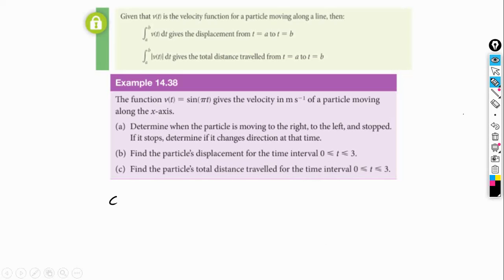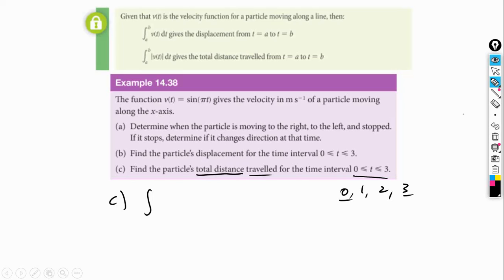Finally, for part C, they want us to find the particle's total distance traveled for the time interval between 0 and 3. Now remember that for distance traveled, we have to take into account at which time the motion changed or stopped, right? So we know that there were changes in direction, well, not at the extremes, but at t equals 1 and t equals 2. So that means that we have to integrate separately.